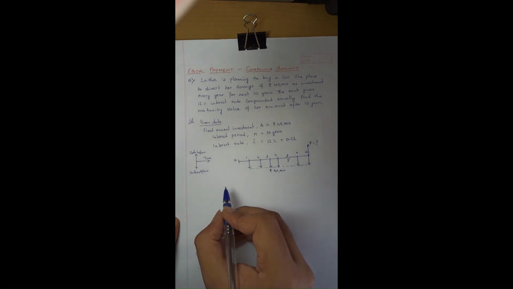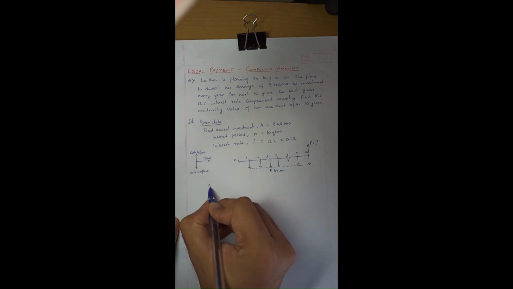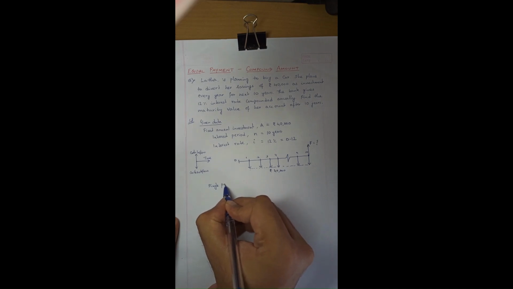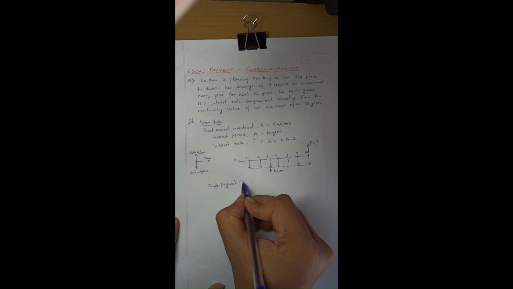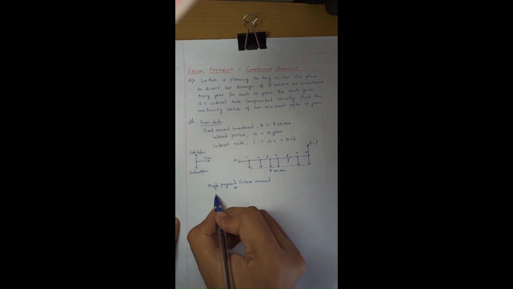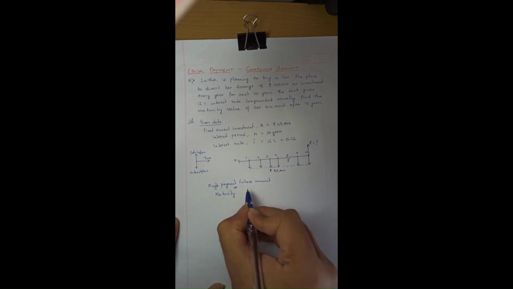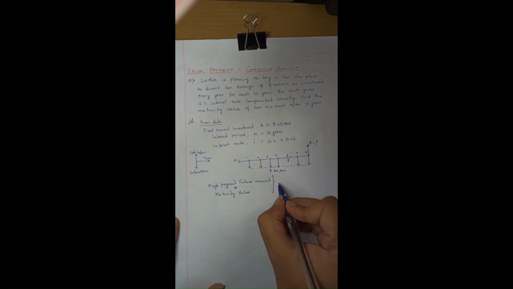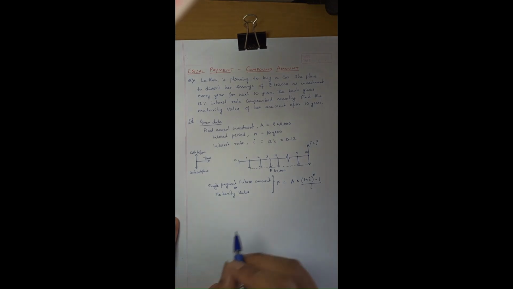So the equation for this is single payment future amount, or maturity value, they both are same, which is F is equal to A into 1 plus I to the power of n minus 1, this divided by I. So this is the equation, A multiplied by 1 plus I to the power of n minus 1 divided by I.